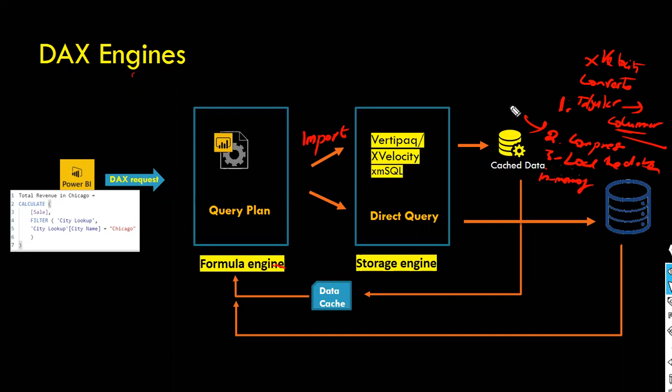So these are the 3 steps, but in the case of direct query, the XVelocity engine is not at all coming into the picture. The query plan will be sent directly to the SQL server, the query will get executed, and the data is output. Whereas in the case of import mode, these 3 steps are carried out behind the scenes automatically. We don't have to write any program or do it manually.